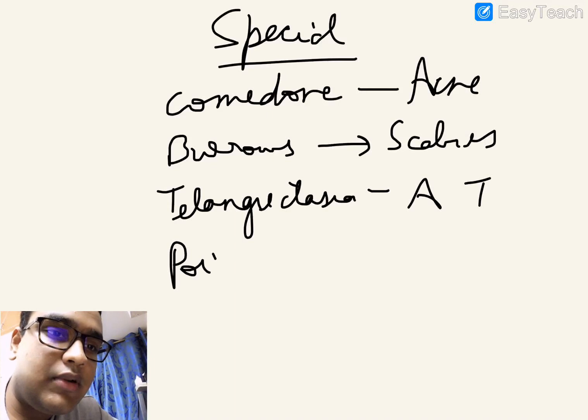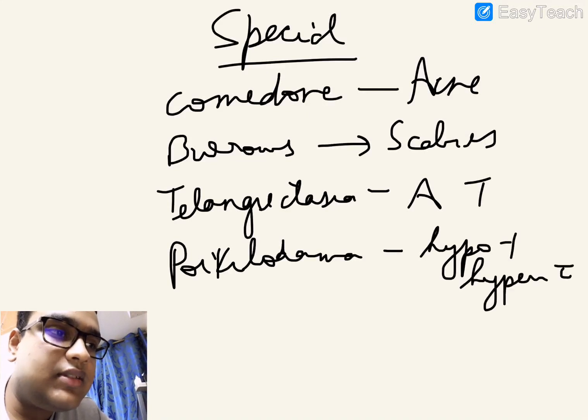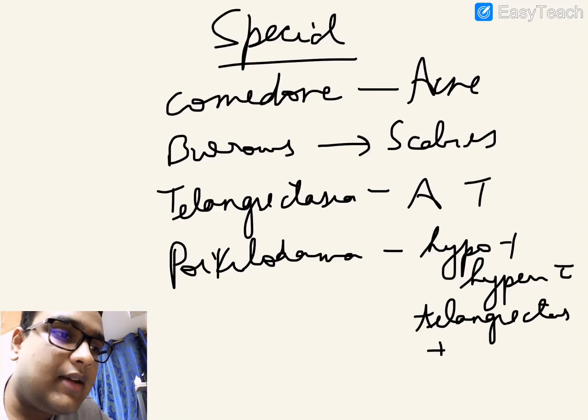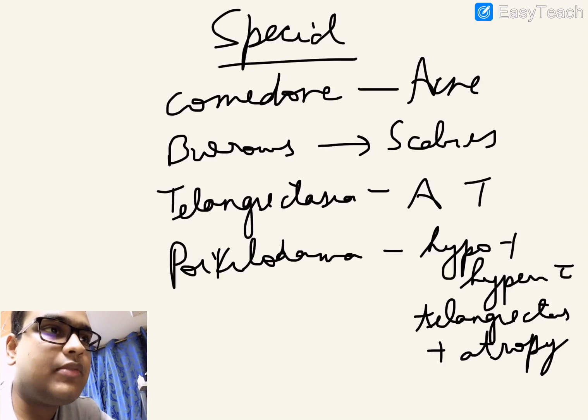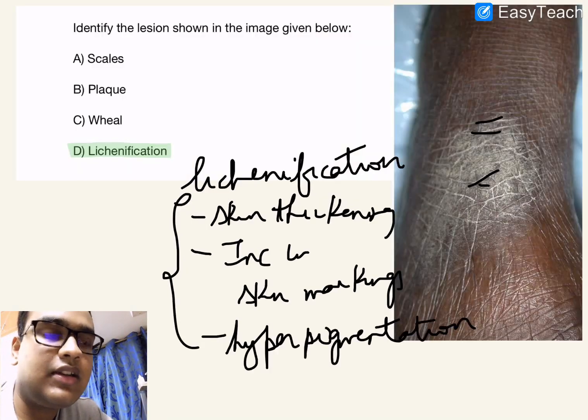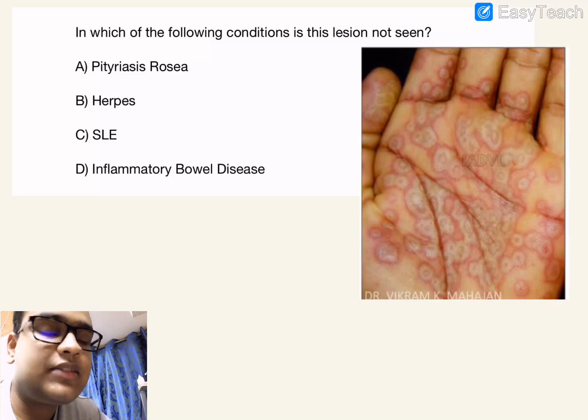The next lesion is poikiloderma. Poikiloderma is areas of hypo plus hyperpigmentation with telangiectasia and atrophy. So all these four components, if present, indicate poikiloderma, and it is seen in certain inherited genetic disorders. So you have to remember all these with regard to basic skin lesions, the most important being lichenification and these special skin lesions. So let's move on to the next question.